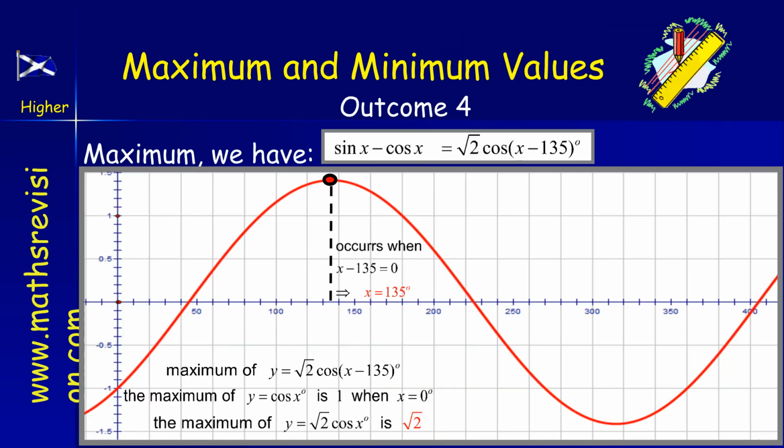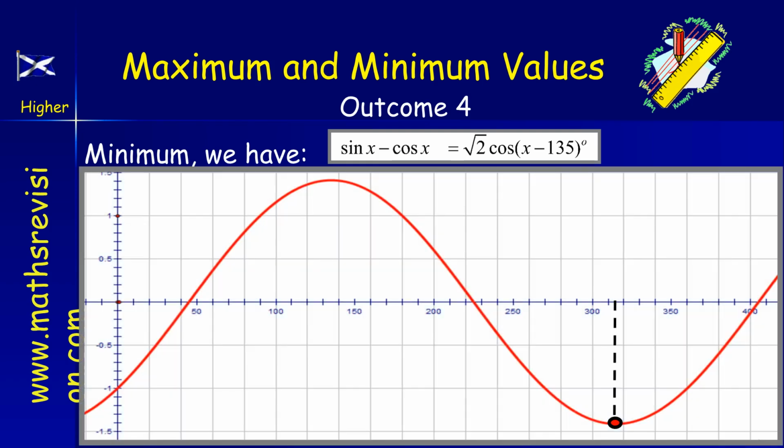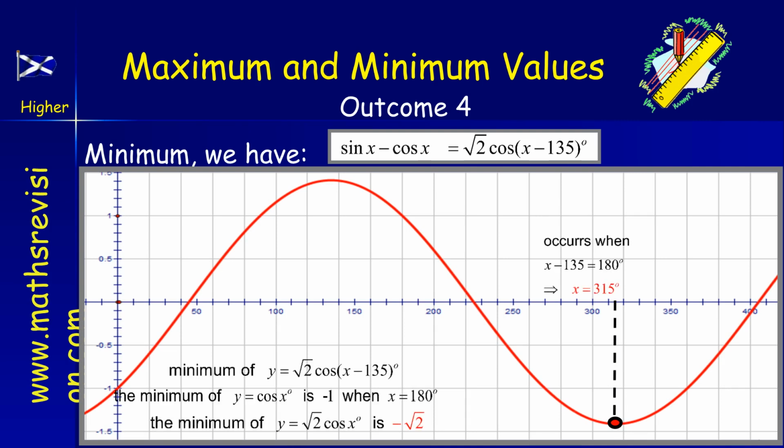For the maximum value, we look at the graph of root 2 cos of x minus 135 degrees. The maximum occurs when the cosine term is 1, which happens when the angle is 0, giving us a maximum value of root 2 at x equals 135 degrees. Similarly, the minimum occurs when the cosine term is -1, which happens at an angle of 180 degrees. This results in a minimum value of negative root 2 at x equals 315 degrees.